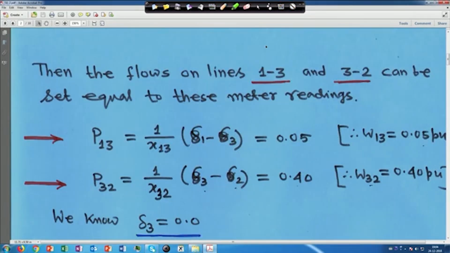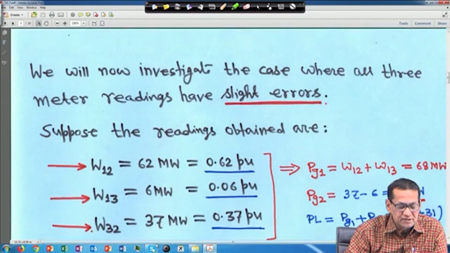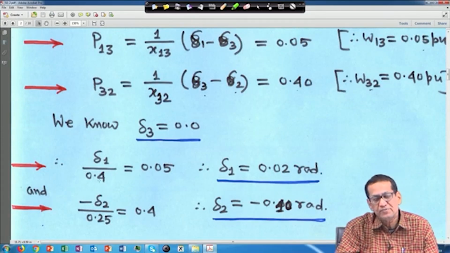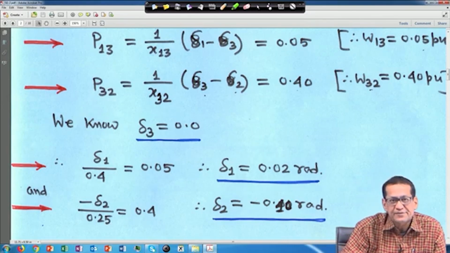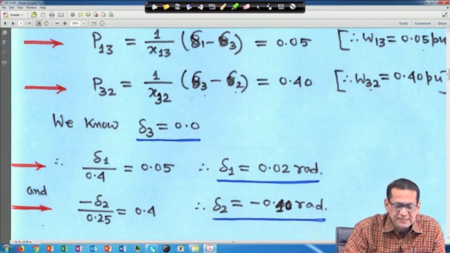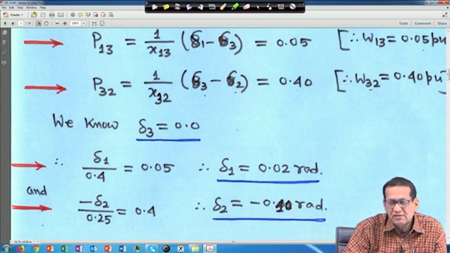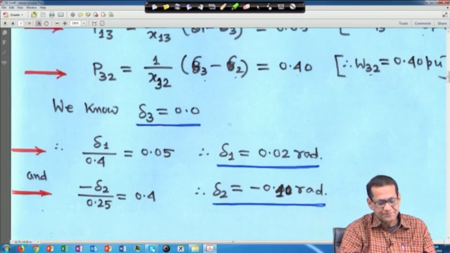Whatever value you get, delta 1 divided by 0.4, since x13 was given as 0.4 per unit, is equal to 0.05. So, delta 1 is equal to 0.02 radian, right. Similarly, minus delta 2, because delta 3 is 0 here, divided by x32, which is 0.25, is equal to 0.4. So, delta 2 will be minus 0.1 radian, as long as the readings are perfect. So these are the values of delta 1 and delta 2, and delta 3 is 0 because we have taken it as the slack bus, right.